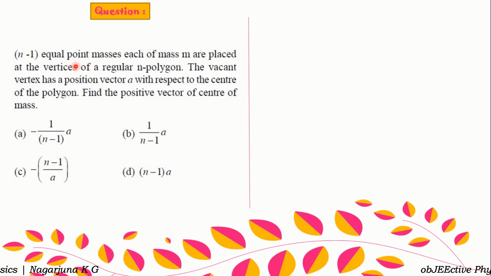N minus 1 equal point masses, each of mass m, are placed at the vertices of a regular n-polygon. The vacant vertex has a position vector A with respect to the center of the polygon. Find the position vector of the center of mass.